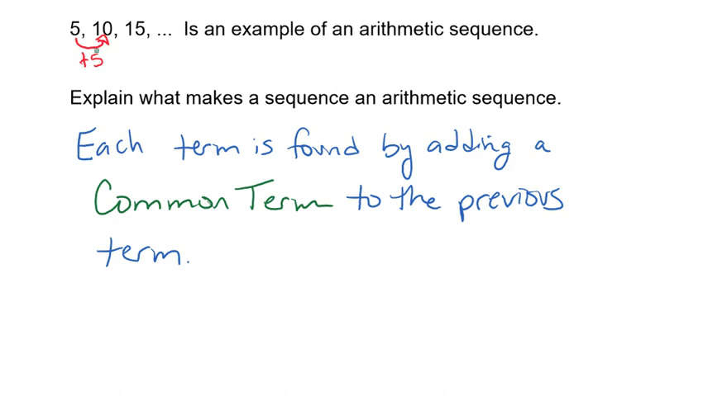So the 5 would be considered my common term, meaning that to get from 10 to 15, I would then add 5. And presumably, to get to my next term, I would simply add 5. Let's do an example.